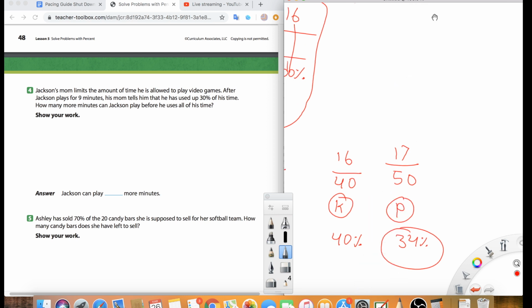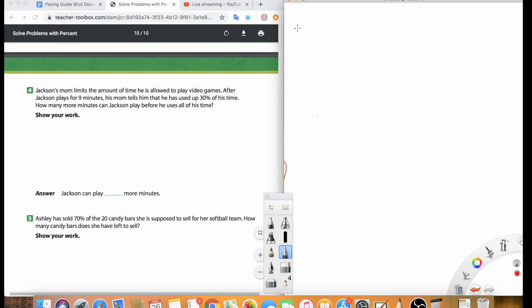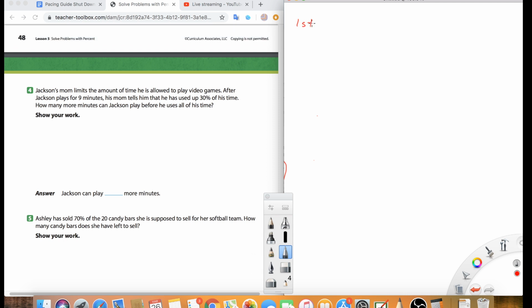And let's go here. Now, it says Jackson's mom limits his amount of time he is allowed to play video games. After Jackson plays 9 minutes, his mom tells him that he has used 30% of his time. How many more minutes can Jackson play before he uses all of his time? Now, for this one, you need 3 steps.